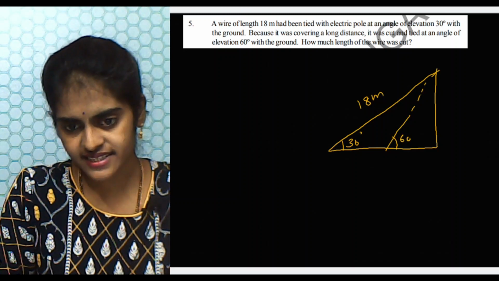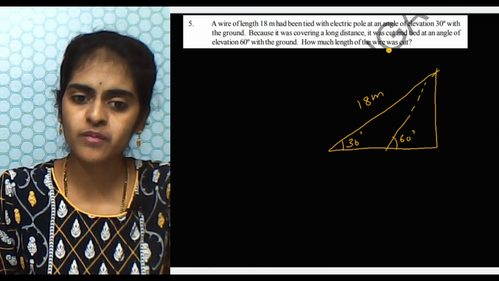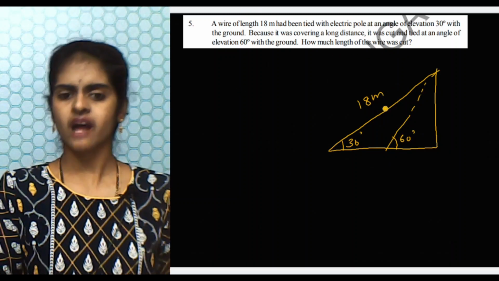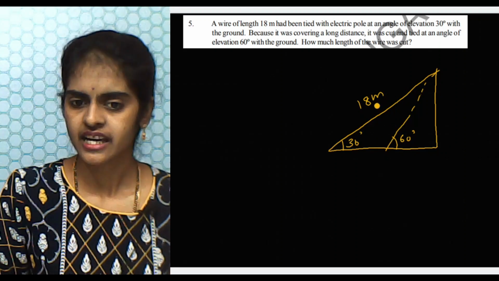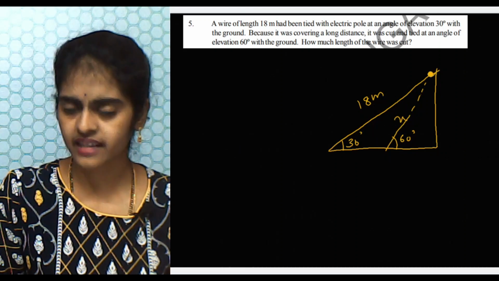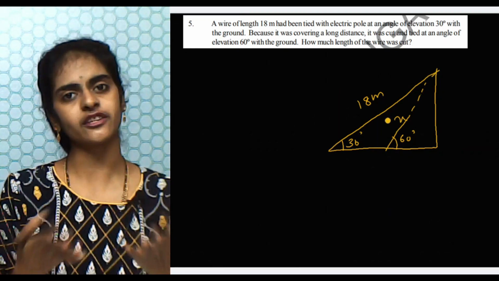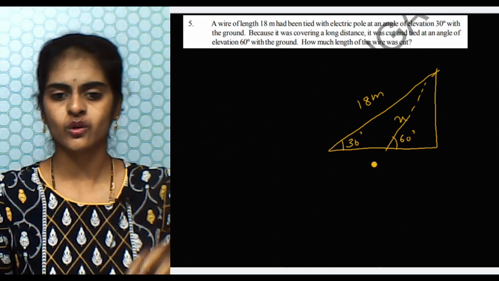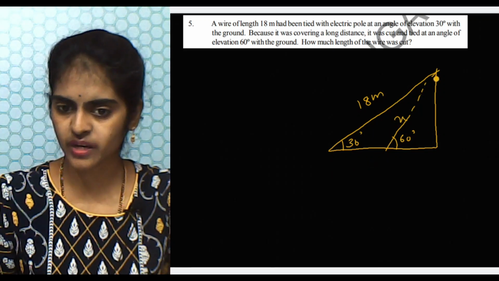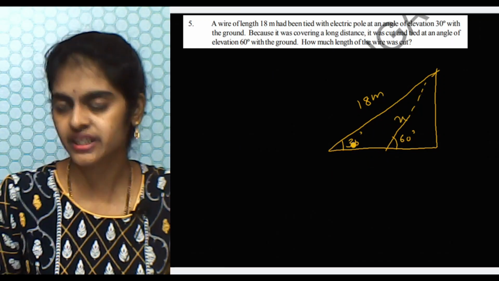Okay, with an angle of 60 degrees with the ground. So how much length of the wire was cut? How will you know how much length is cut? Just see, this is the length of the wire. From this original length, if you subtract this length, you will get how much length of the wire you have cut. Here also you can see you have two triangles. One triangle is with angle 60, the other is with angle 30.